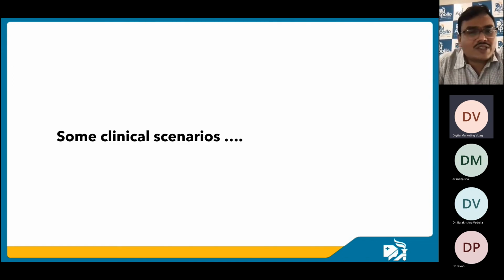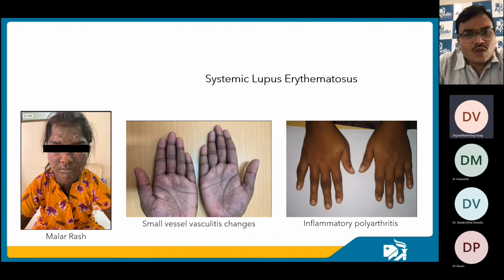So next we'll be seeing some of the clinical scenarios. If I see a patient with this type of malar rash and there are small vessel vasculitis changes involving palms and with an inflammatory arthritis, my diagnosis will be systemic lupus erythematosus. There is no point in doing subsequent investigations, and we'll go ahead and evaluate only for the other organ involvement, like what we have discussed, whether she has renal involvement, lung involvement, or cardiac involvement. In these lines, we will work up.